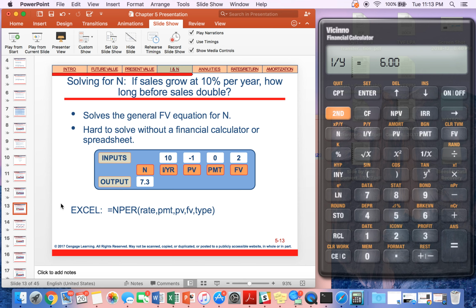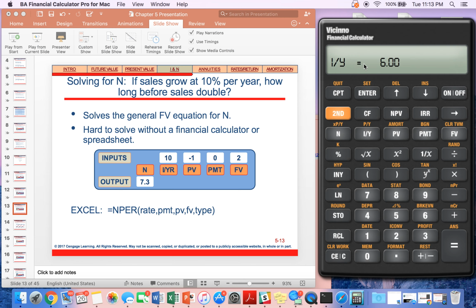So you solved for 3 of your 5 variables, so let's go ahead and talk about N. N is our period. This question doesn't give you a lot of information, so we're going to assume a couple things here. What this question says is, if sales grow at 10% per year, how long before sales double? But what this question doesn't tell you is what sales are today. So just for the simplicity of this lecture, we're going to assume $1 for the sales, okay?